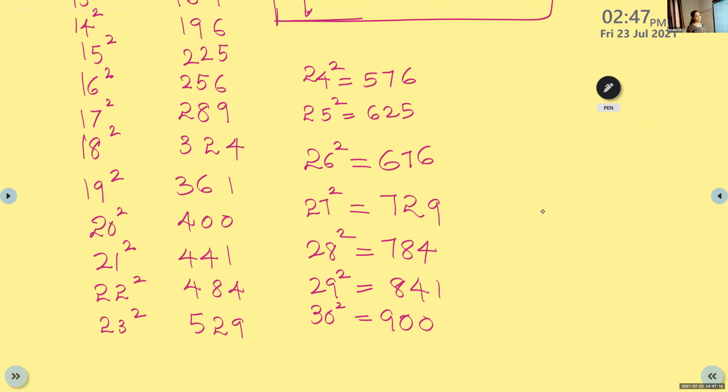So we use the symbol like that. Square root we use. Adityan, write fast. Okay, ma'am. I'm finished. Okay.